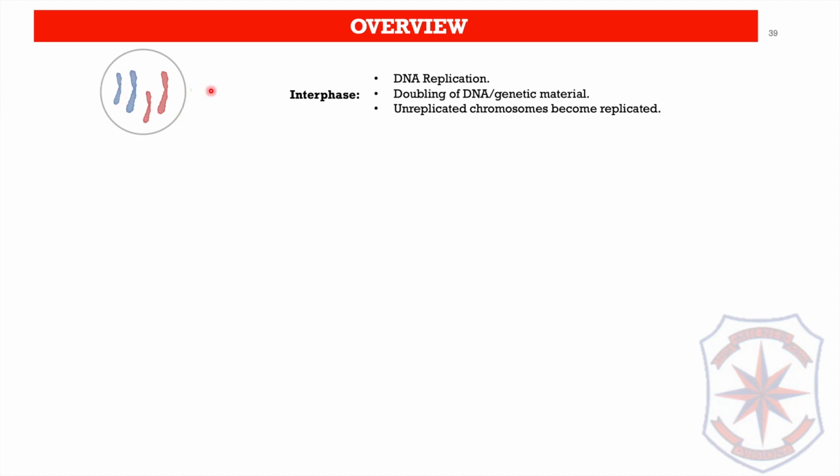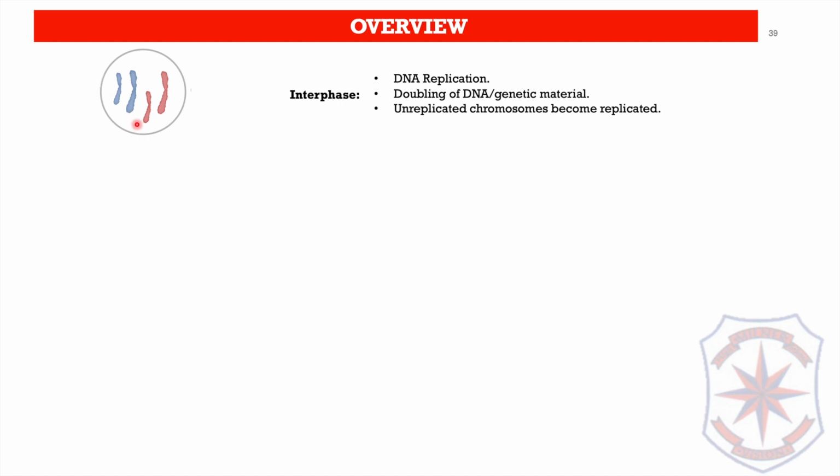So these 4 chromosomes represent our diploid number, our 2 sets of chromosomes. As you can see, there are different colors. Therefore, it is 2 sets of chromosomes. One set of chromosomes is red and one set of chromosomes is blue.